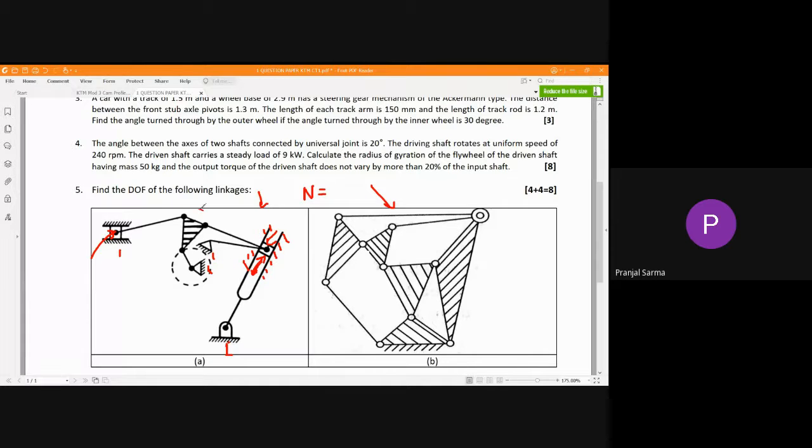So what about this? Are there three different links or a single link? This one, is it a single link or three different links? Three different seems to be. No, this hex part is one single link, not three different links.